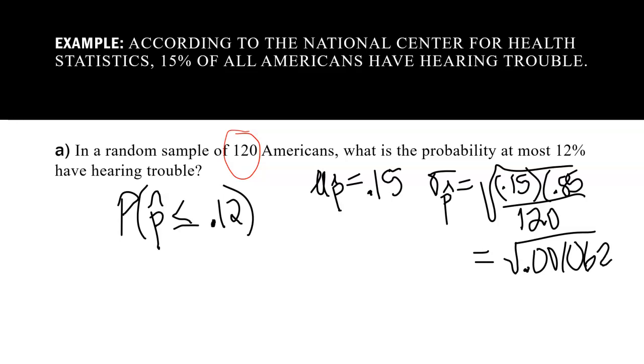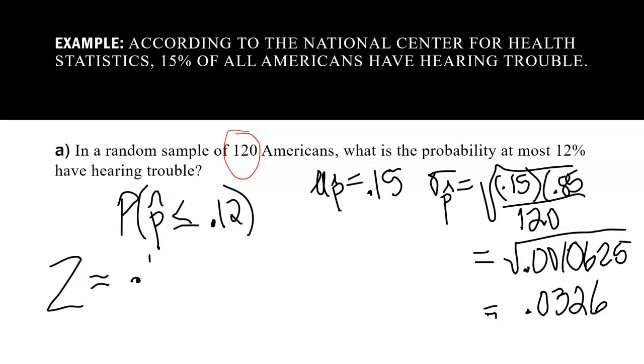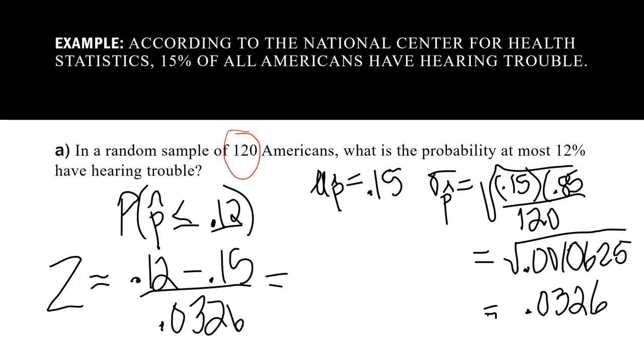If you multiply that out, 0.15 times 0.85 divided by 120, under the square root it ends up being 0.00106. I'm putting these values so you can check your steps as you work through this with me. I'm going to round this one to 4 decimal places because we use it multiple times, and we want to avoid a rounding error, so you end up getting 0.0326. So that is your standard deviation. Now we need to find a z value that's equal to our number of interest, 0.12, minus our mean, which is 0.15, all divided by 0.0326. If you divide that out, you end up getting approximately negative 0.92.